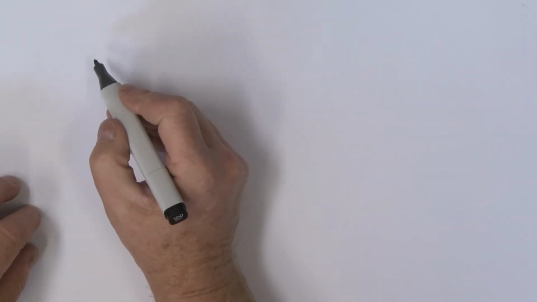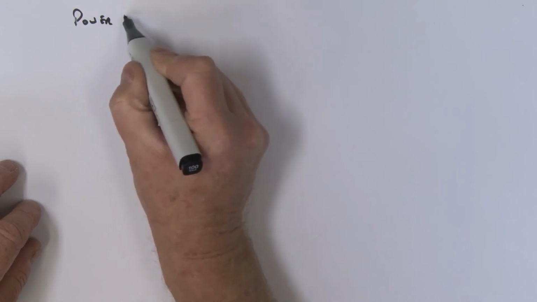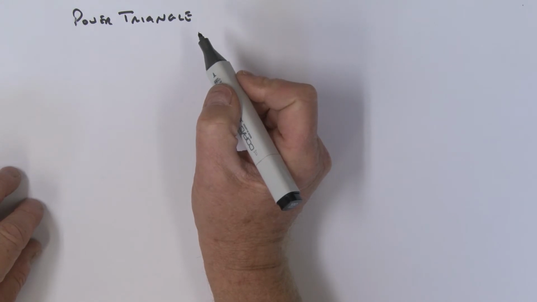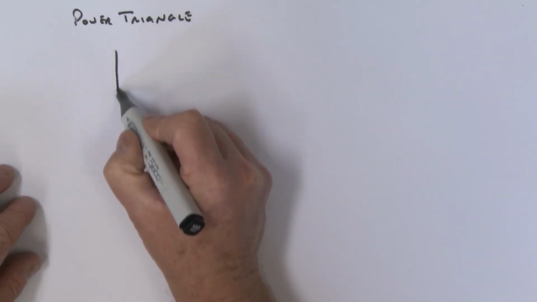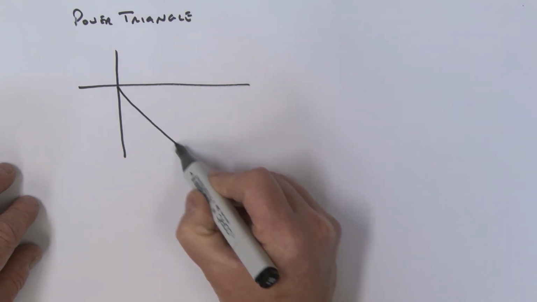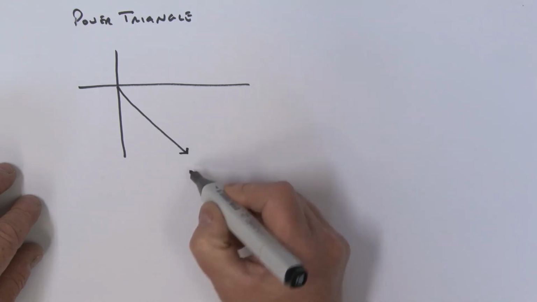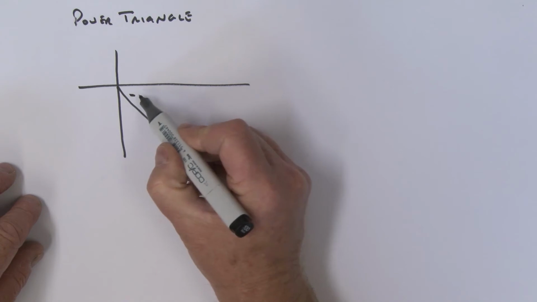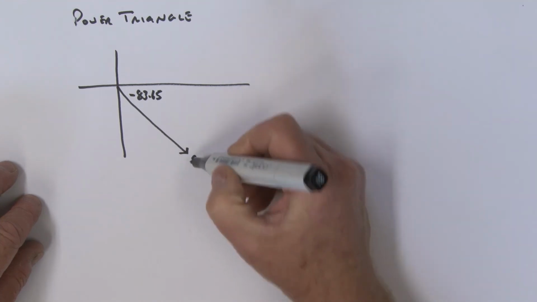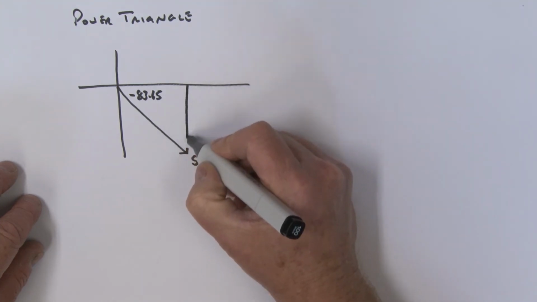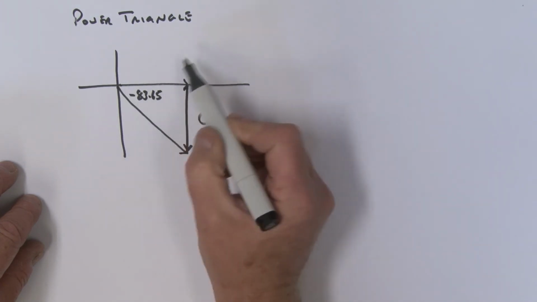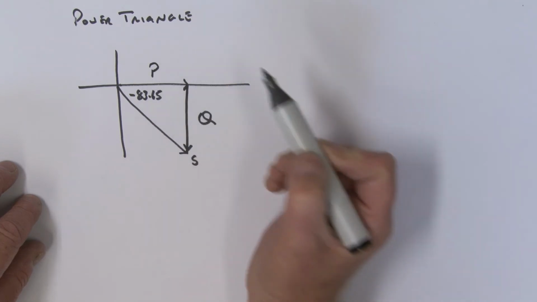So let's now draw the power triangle. And then we can actually figure out what the real power is and what the reactive power is. All right, so here we go. What I've found so far is the apparent power, S. And we know this angle here is a minus 83.65. Okay? This component here, of course, is the reactive component, and this component here is, of course, the real power, P.